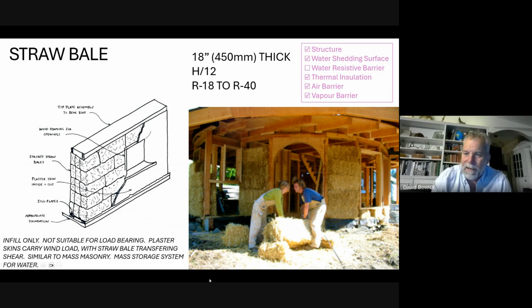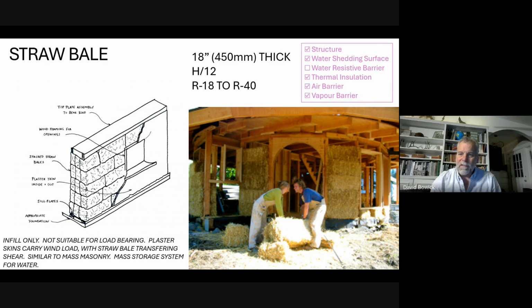A straw bale wall has high R value. It's 18 inches thick, so 450 millimeters thick. High R value up to R40. But look at the range: R18 to R40. R18 is a pretty good wall, but it's not great. I mean, it's comparable to a 2x6 wall with bad insulation in it. So it's not great, and that's all to do with different moisture content and different packing density of the straw.